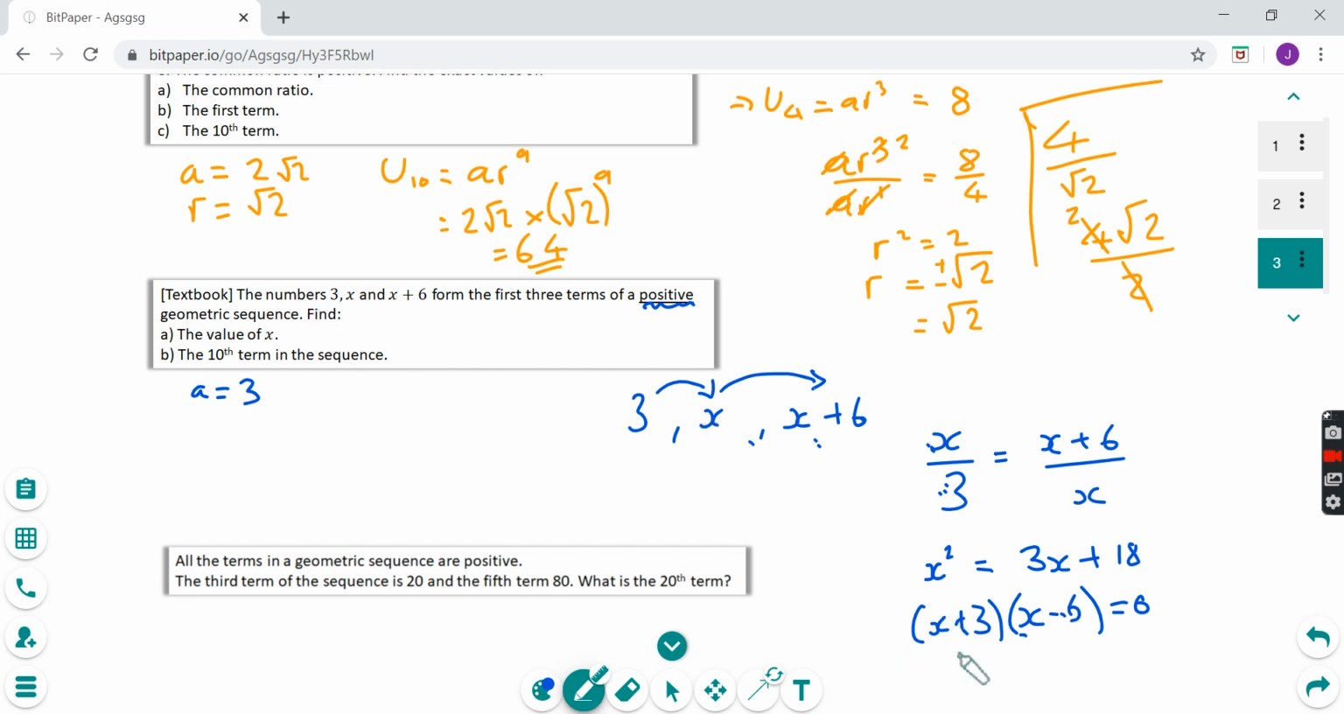So what is x? x must be minus 3 or 6, but this is a positive sequence, okay? So it's going to be 6. It's not going to be minus 3, otherwise it wouldn't create a positive sequence. So we have a equals 3, so it goes 3, and then it goes 6. What's 6 plus 6? It's 12.